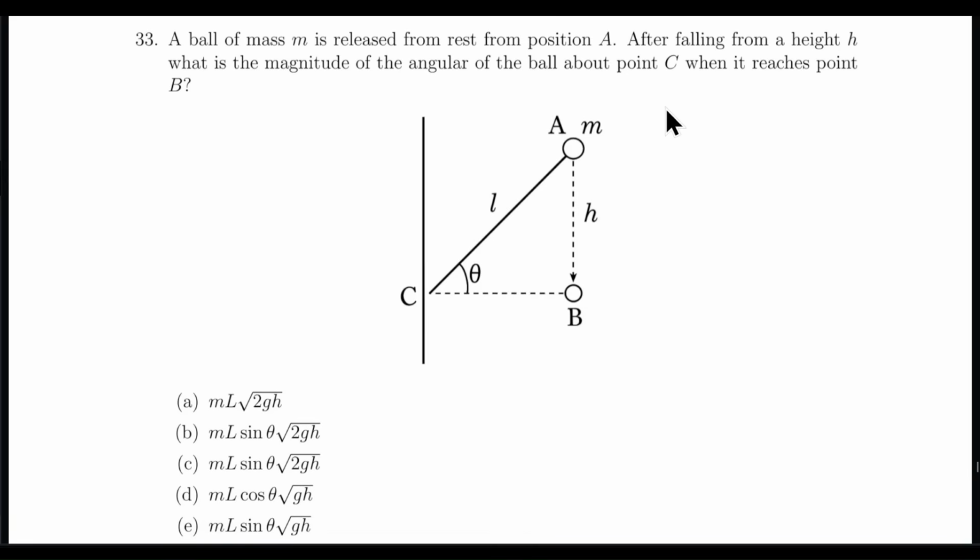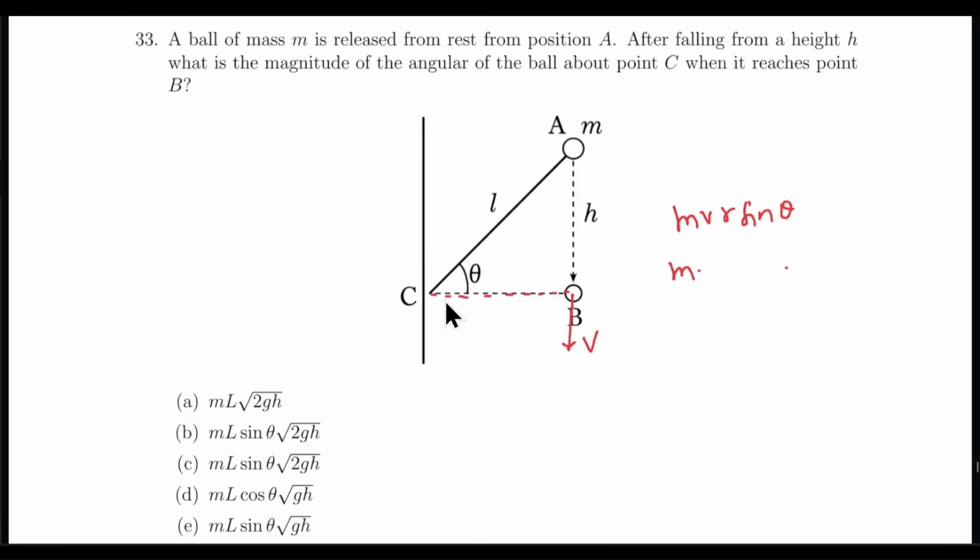After falling from a height of h, what is the magnitude of the angular momentum of the block about point C when it reaches B? So it's pretty straightforward. I think all I need to do is find its velocity, because at this point I will have the angular momentum as just mvr sine theta. M is just m, v I need to find.